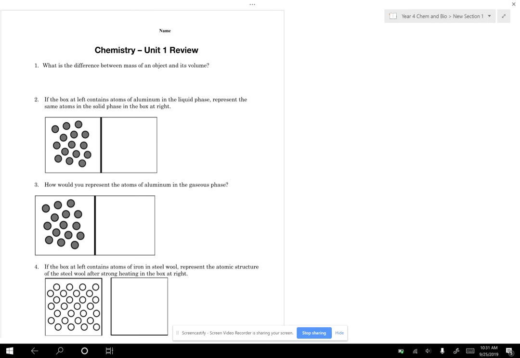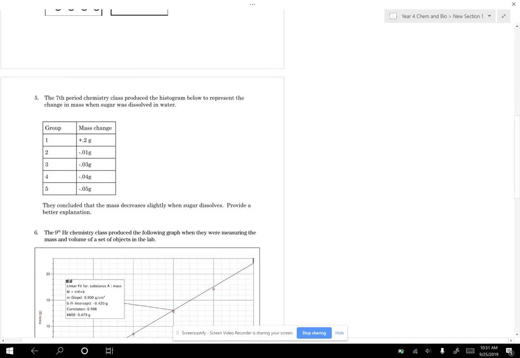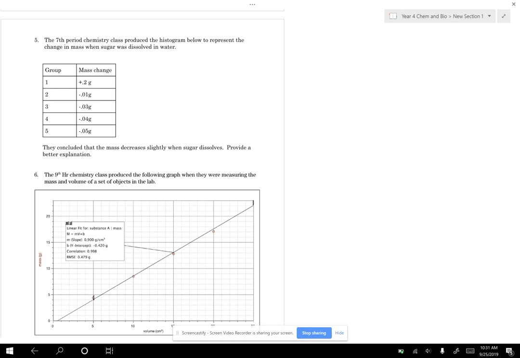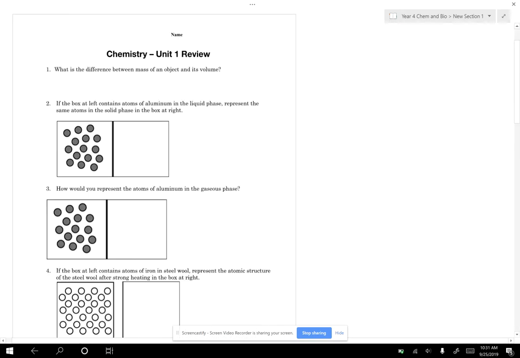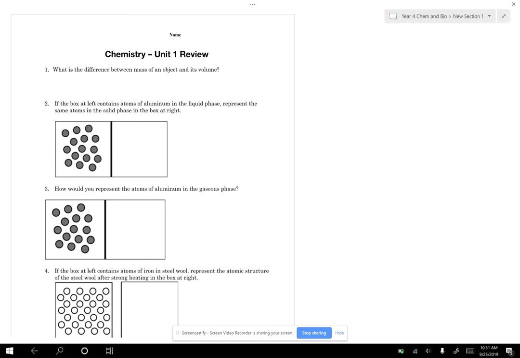We're going to go over a couple of things. We're going to talk about the study guide and then a couple of tips and tricks as we get into our Unit 1 test, okay? So here are the first few things.